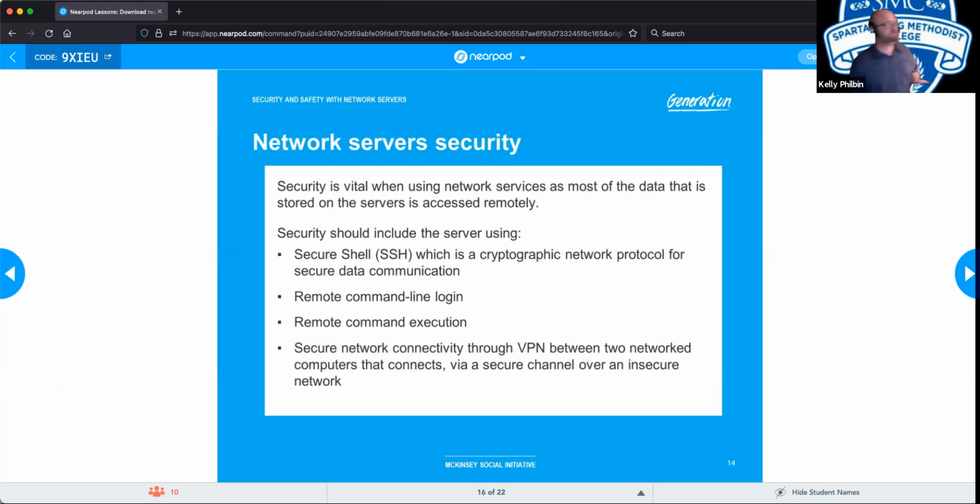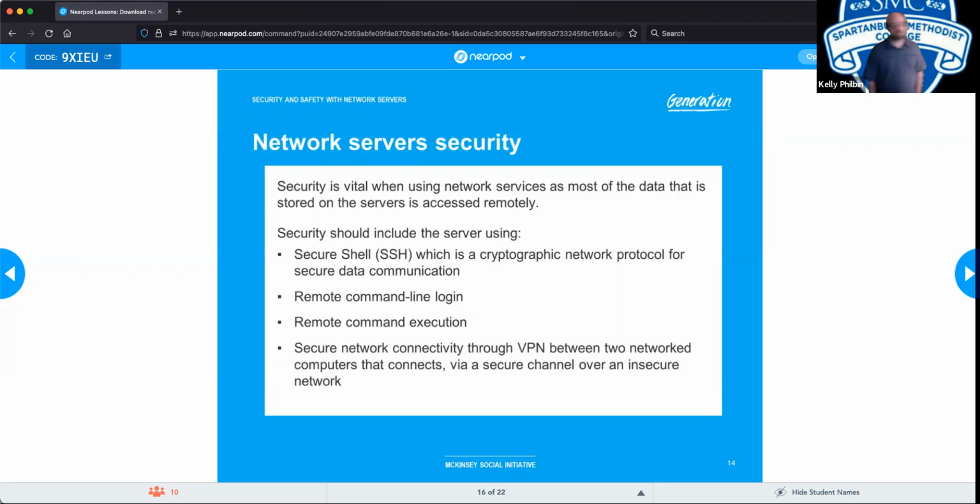Network servers security. We do talk about it quite a bit in this class. Security absolutely is vital when utilizing network services or data that is stored on your servers, or when you are manipulating or working with the settings on your servers.